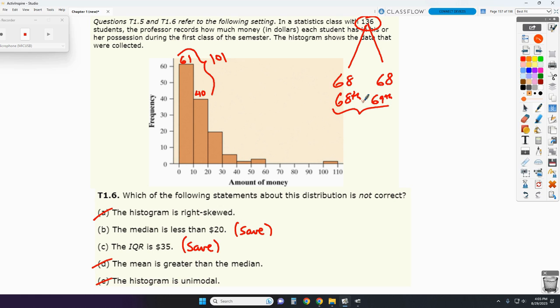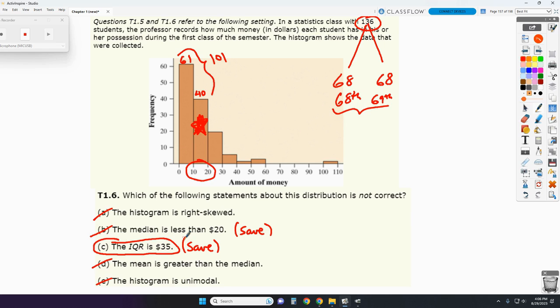So where would I have come across the 68th and 69th student? Somewhere within this second bar. So that's telling me the median is somewhere between $10 and $20. So is it true that the median is less than $20? It is true. It is less than 20. It's actually between $10 and $20. I can even be more precise than that. So B is not correct. So that leaves me with answer choice C.